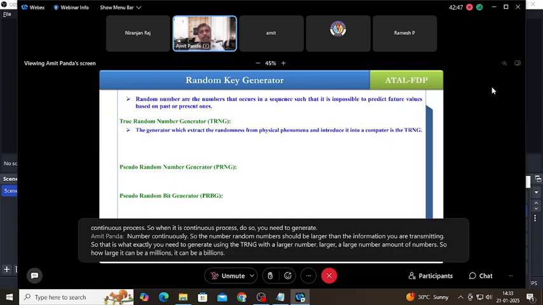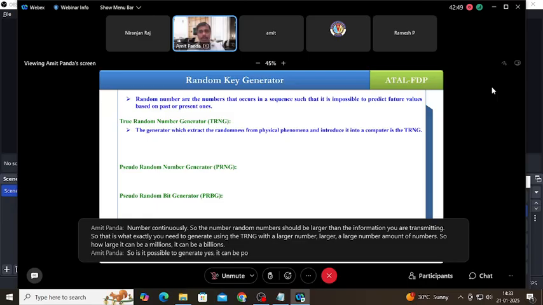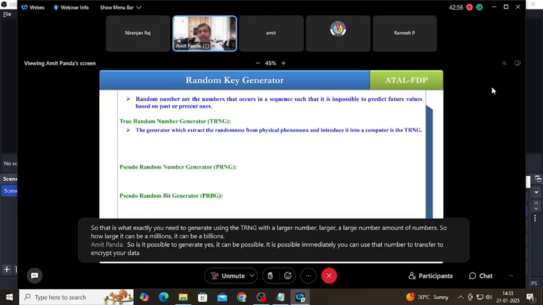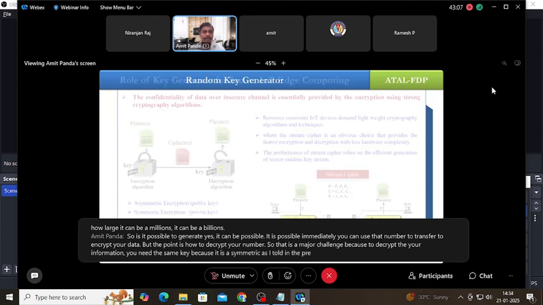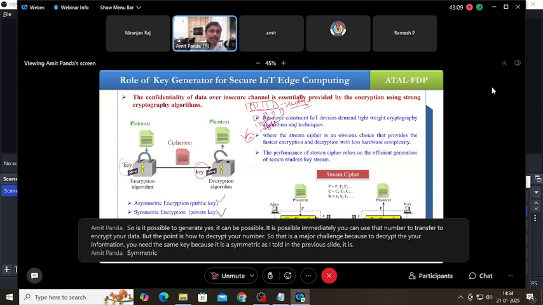So is it possible to generate? Yes, it is possible. If it is possible, immediately you can use that number to encrypt your data. But the point is how to decrypt. That is the major challenge, because to decrypt your information you need the same key, because it is symmetric. As I told in the previous slide, it is symmetric. You need the same key to decrypt it.